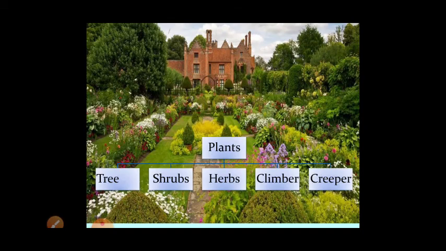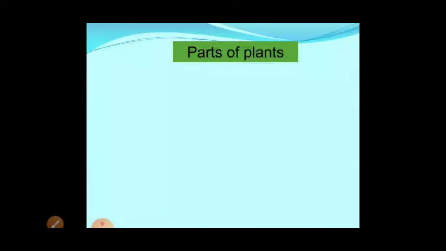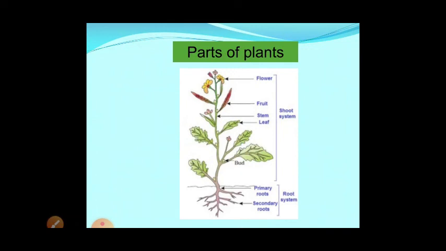Okay, now let's come to the parts of plants. Parts of plants can be divided mainly into two systems. One is the root system, another one is the shoot system. The system underground, under the soil, is known as the root system. The system above the soil is known as the shoot system. The root system has the root part. The shoot system consists of stem, branches, leaves, then flowers, fruits, and these are the main parts of the shoot system.